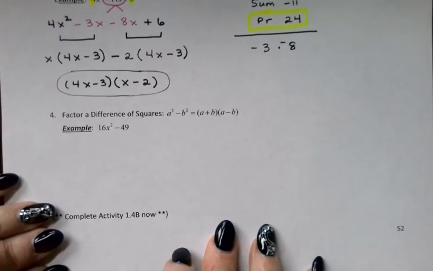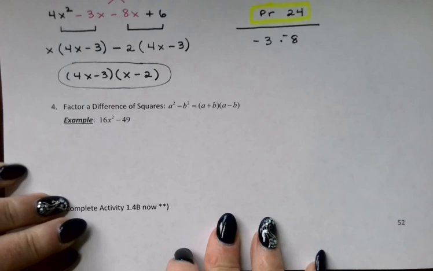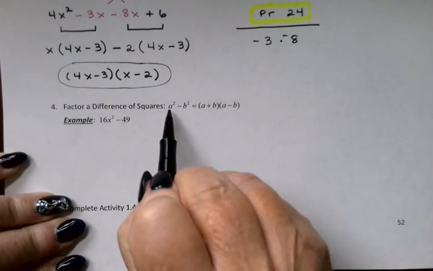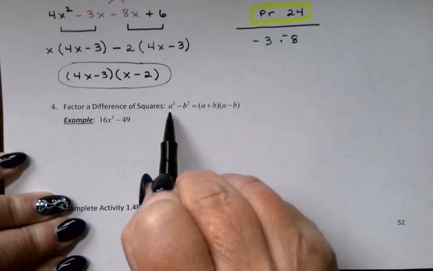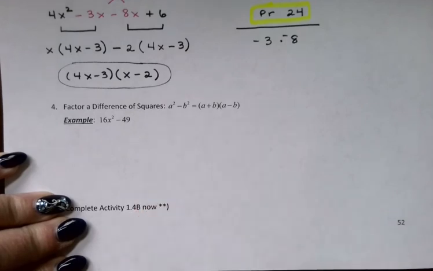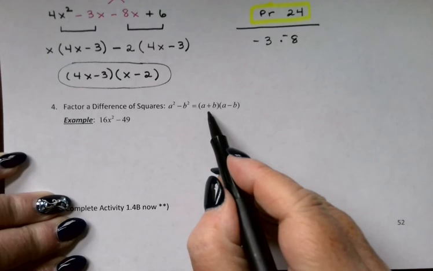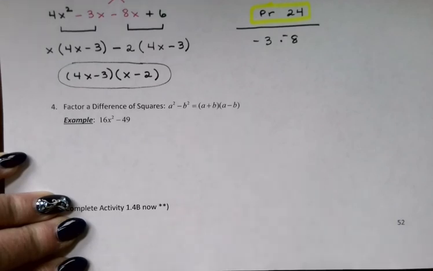The fourth and last technique that we'll look at for quadratic polynomials is factoring a difference of squares. If the form is a perfect square minus another perfect square, a squared minus b squared, then the factored form is a plus b times a minus b.